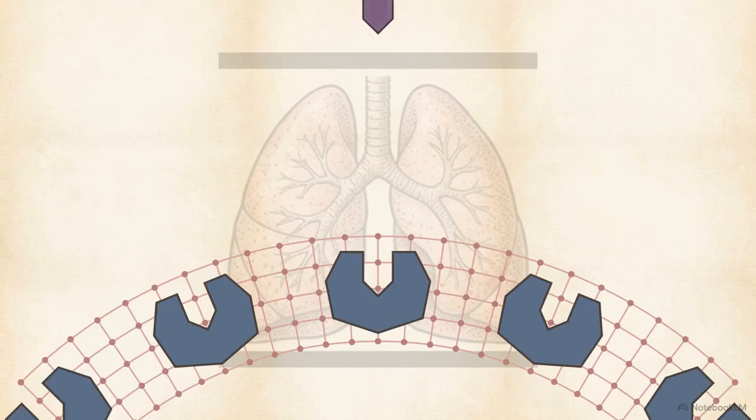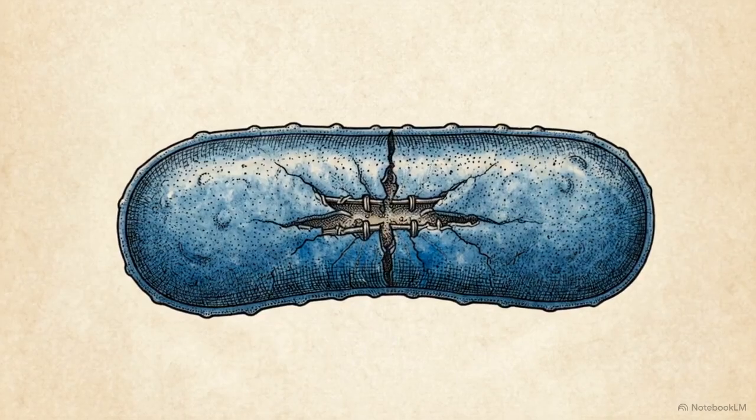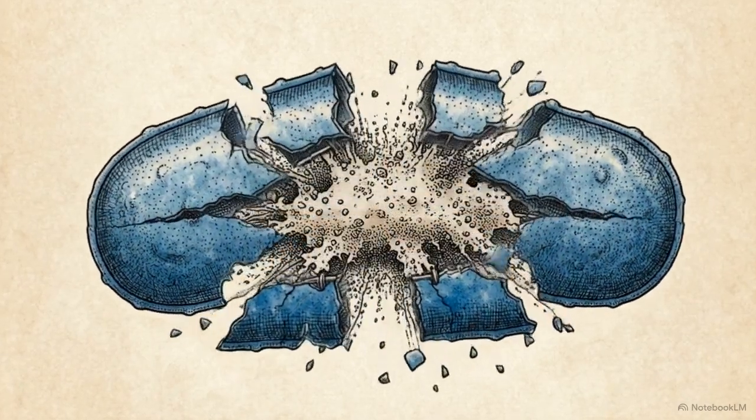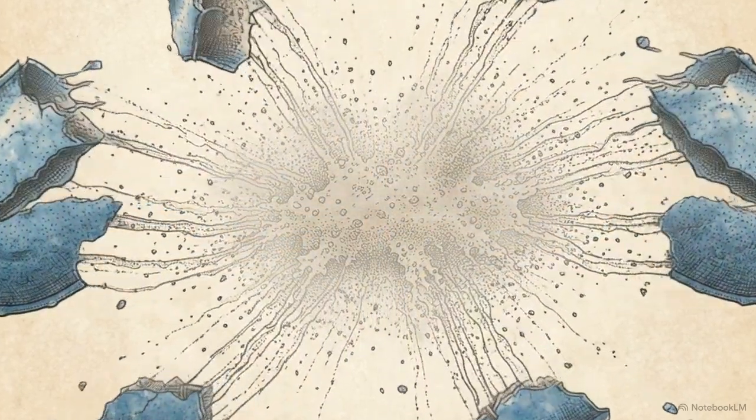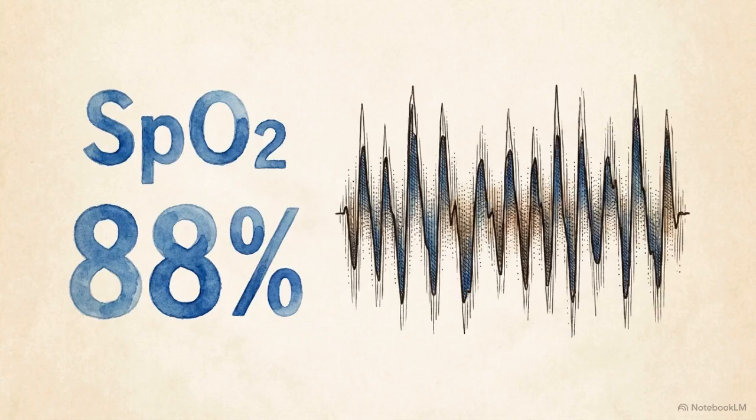Penicillin G stops this by binding to penicillin-binding proteins on the bacterial membrane. This disables the enzymes required to cross-link the peptidoglycan wall, causing the cell to lyse as it attempts to divide. Typical bacterial pneumonia transforms gas exchange spaces into solid, consolidated zones, requiring an increased respiratory rate to maintain oxygenation.